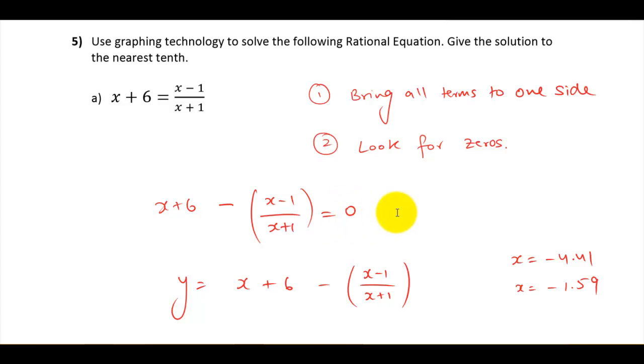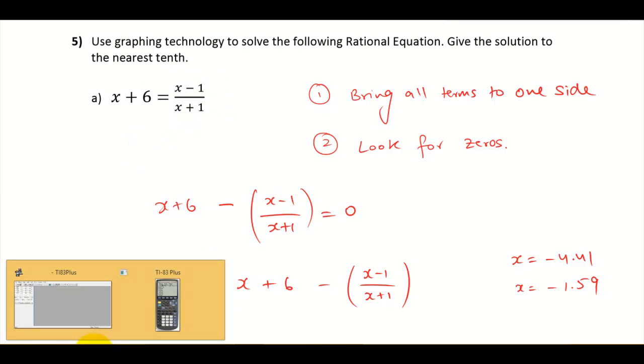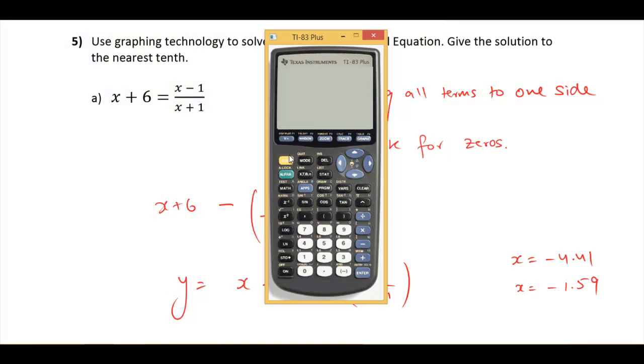So what I can do next is I can take this expression, plug it into my graphing calculator, and look for zeros. So my two steps are bring all terms to one side and then look for the zeros. You can also graph the left hand side and the right hand side separately and look for the intersection points. That's an alternate method as well. So for this particular example, let's give it a try. You can go ahead and plug it into your graphing calculator.